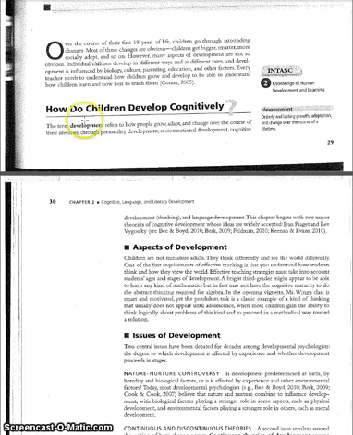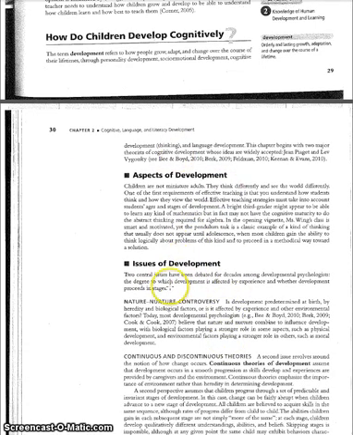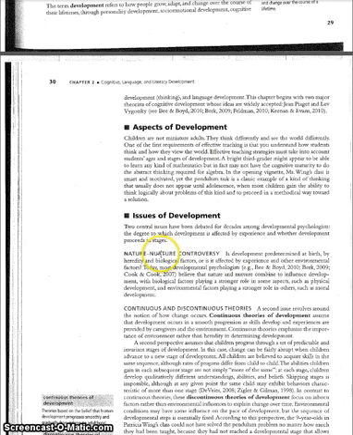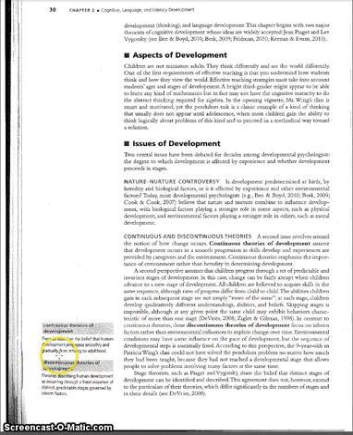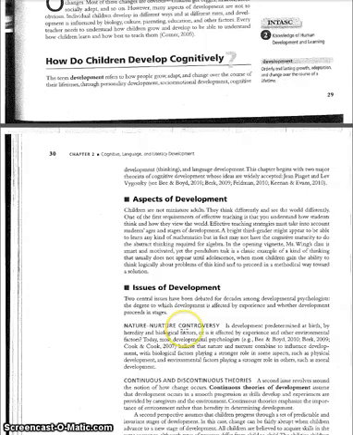Notice the subheadings, right? So how do children develop their ability to think cognitively? Aspects of development, issues of development. We look at these subheadings, and then there are even subheadings: nature versus nurture, continuous and discontinuous theories. And then you notice bolded words here, which are already jumping off the page to show you, hey, this is important, this is important. And now notice on the left-hand side some nice definitions for some of those bolded words.